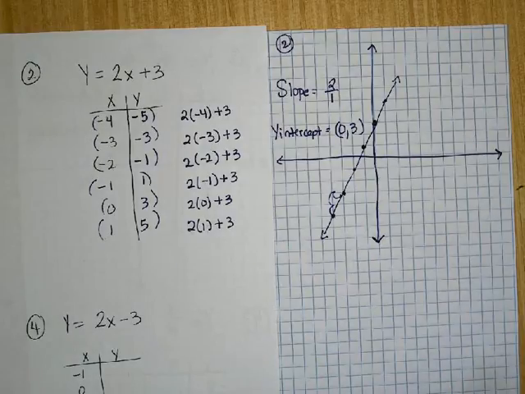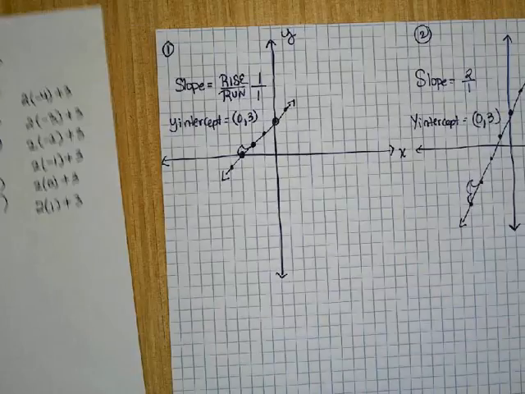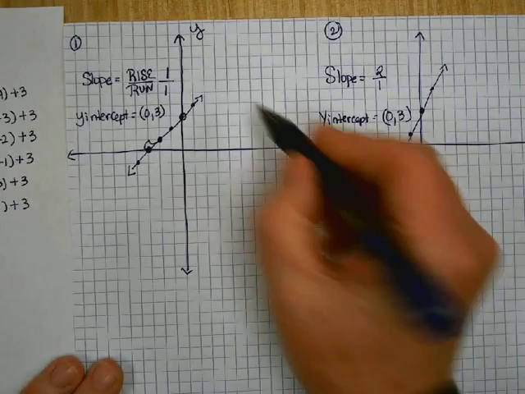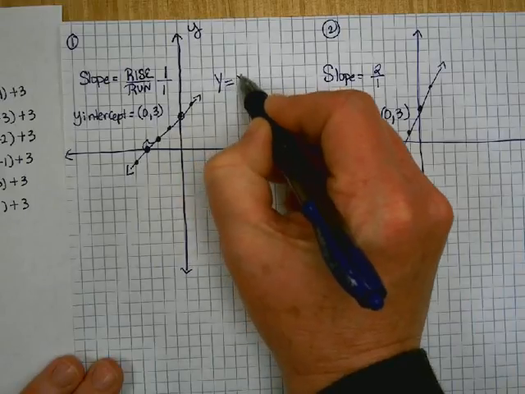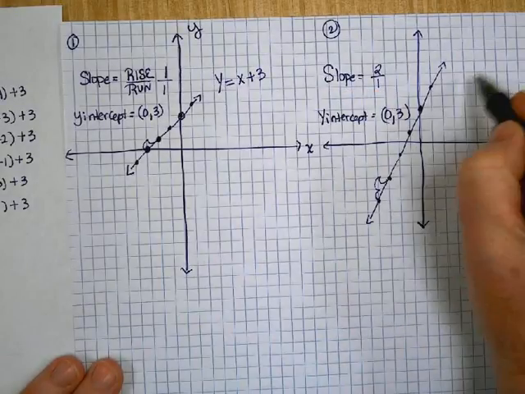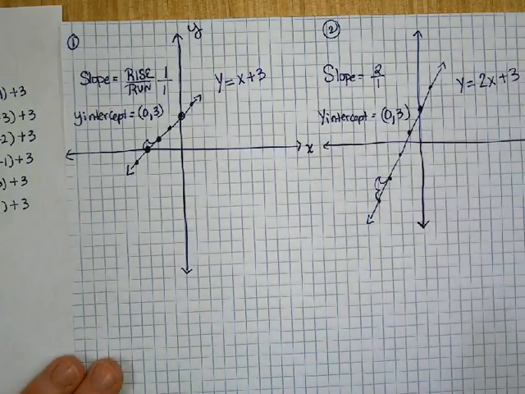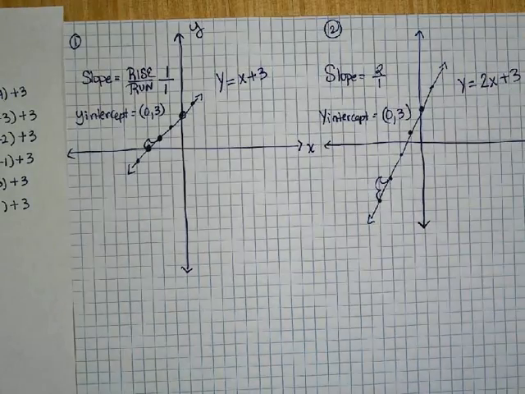So I want you to look at these two and tell me, let's write the equation on there with that. This equation was y equals x plus 3, and this equation was y equals 2x plus 3. So tell me what they have in common. The plus 3. And that happens to be the what? Y-intercept. So where do you look in an equation to determine the y-intercept?